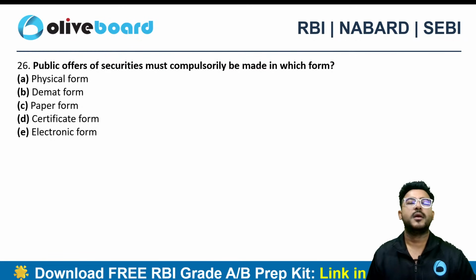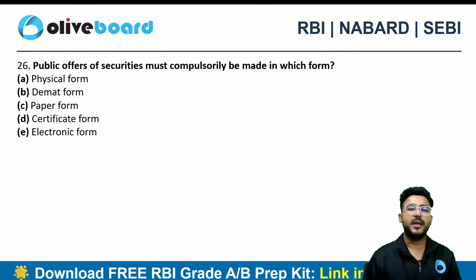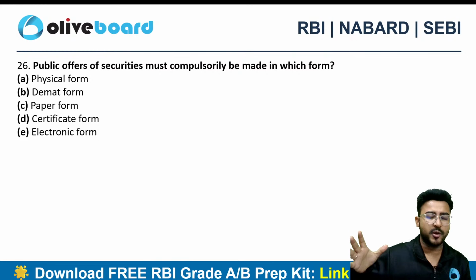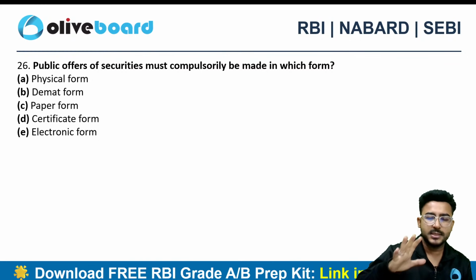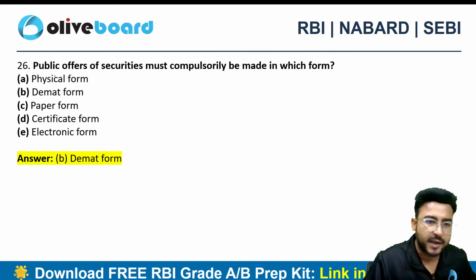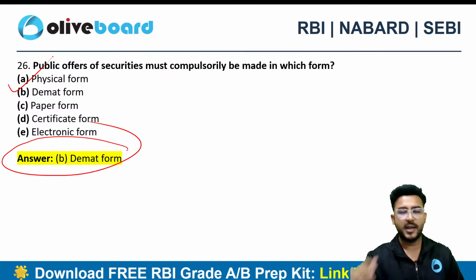Okay. Public offer of securities must be compulsorily be made in which form? Physical, demat, paper, certificate, electronic. Now this is one of the most simplest question I can say. Obviously the answer is demat form. Even those who have not studied would have got this question right, right, demat form.